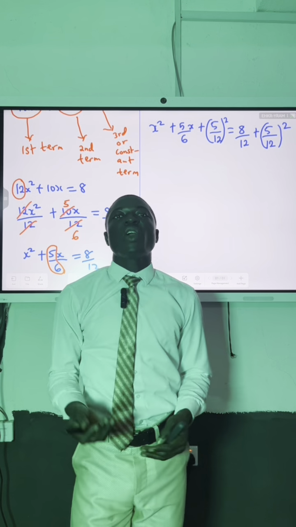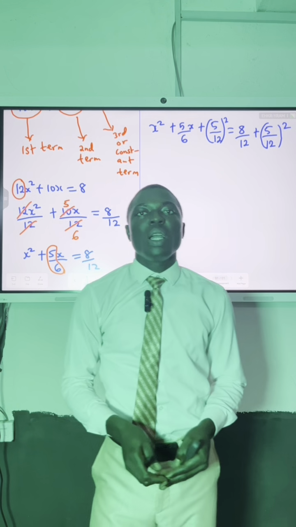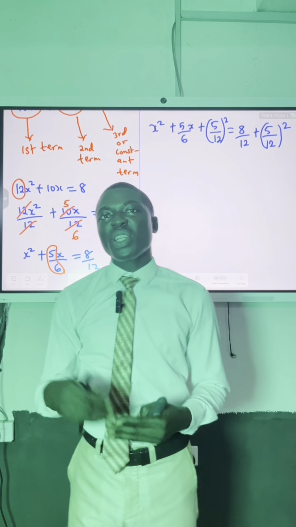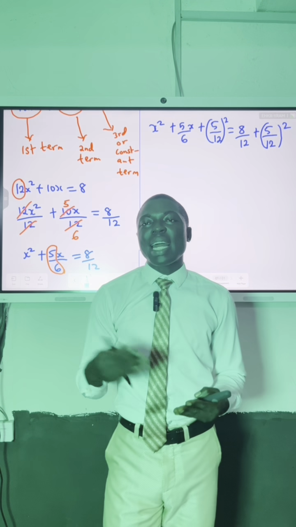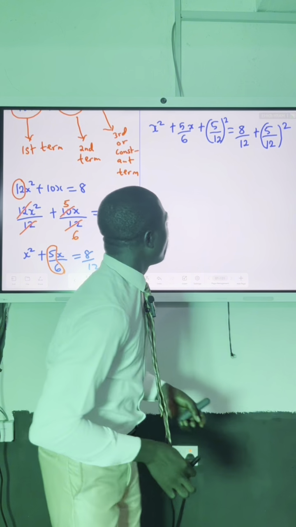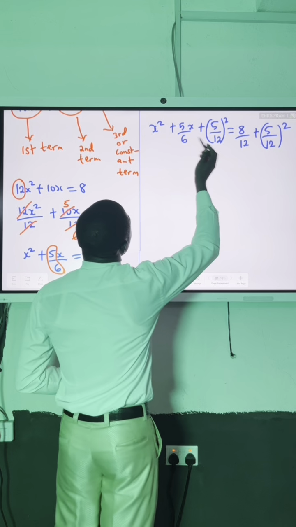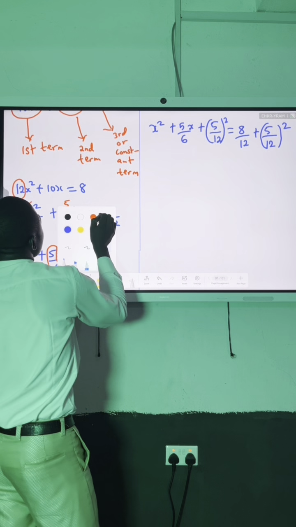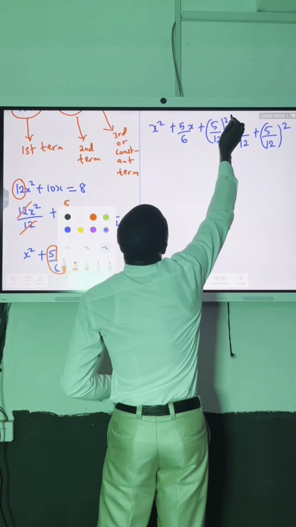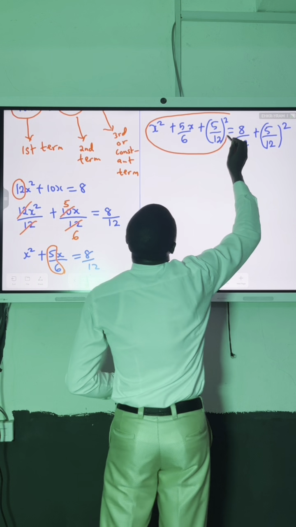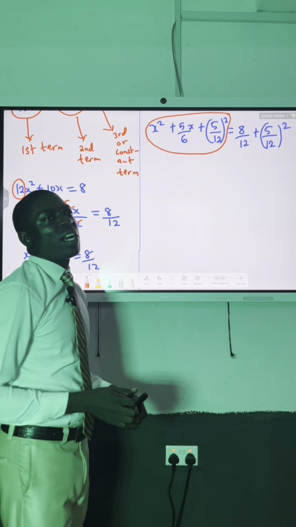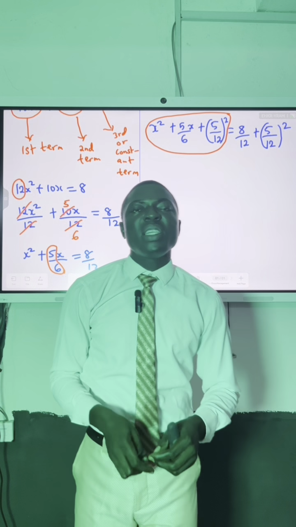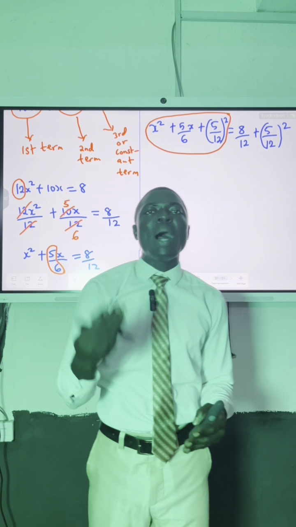Now, by taking half of the coefficient of x, squaring it and adding it to both sides, we have made the left-hand side a complete square. The whole of this left-hand side has now become a complete square. What does it mean for an expression to be a complete square? It means it can be written to an even power.